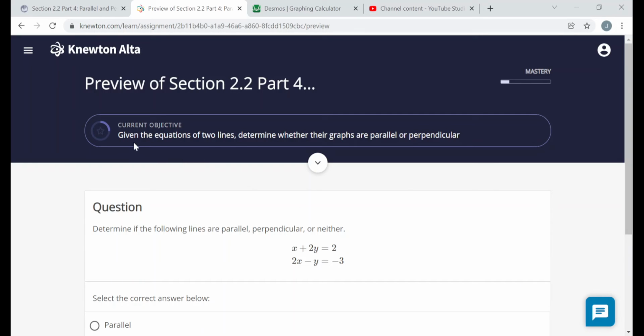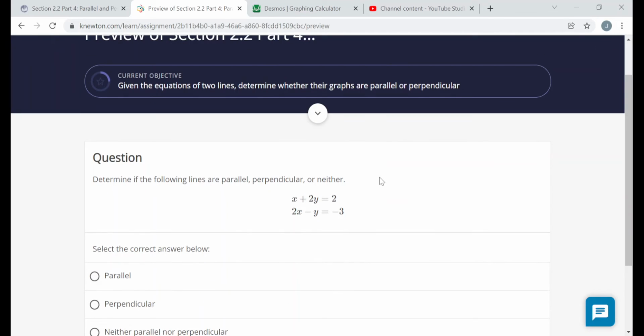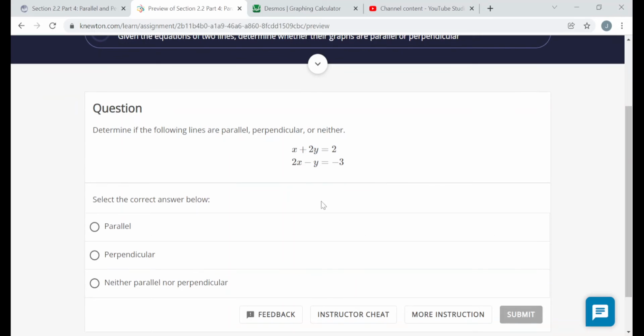So we're back to the objective about determining whether graphs are parallel or perpendicular. Are the graphs parallel, perpendicular, or neither? I mean, you can have two lines that just cross each other, but not at a 90-degree angle. So they wouldn't be parallel, they wouldn't be perpendicular at all. So that's why I suggested, put these in slope-intercept form. It'll be much easier to see if they're parallel, perpendicular, or neither if you have the equations in slope-intercept form.